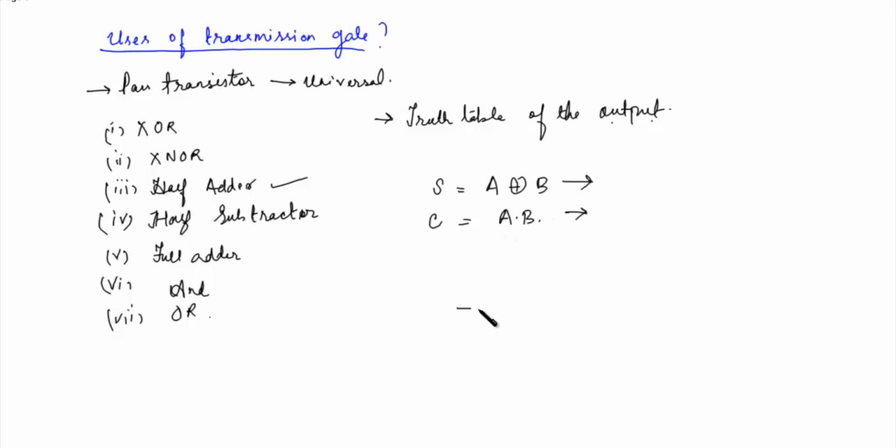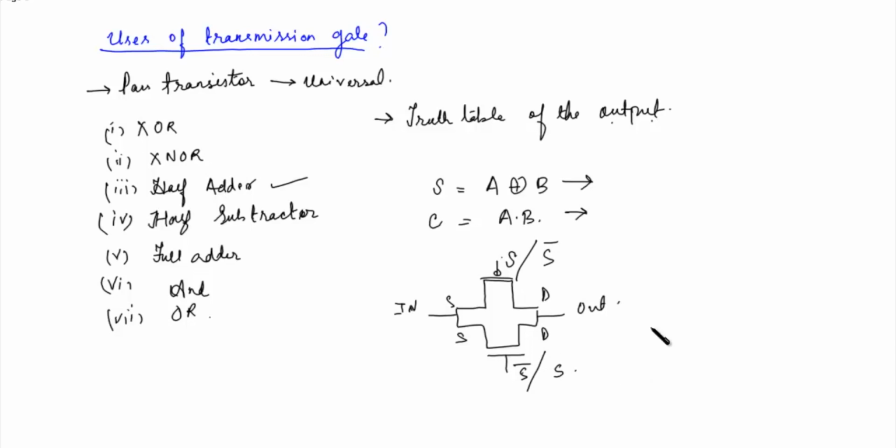Another thing in a transmission gate, you have to keep in mind always: the input is given from the common source, and the output is obtained from the common drain. At the gates, the two signals are complementary. That is, if this is S, this is S bar. If this is S bar, then this should be S. We have to keep this also in mind in order to draw the further circuits.